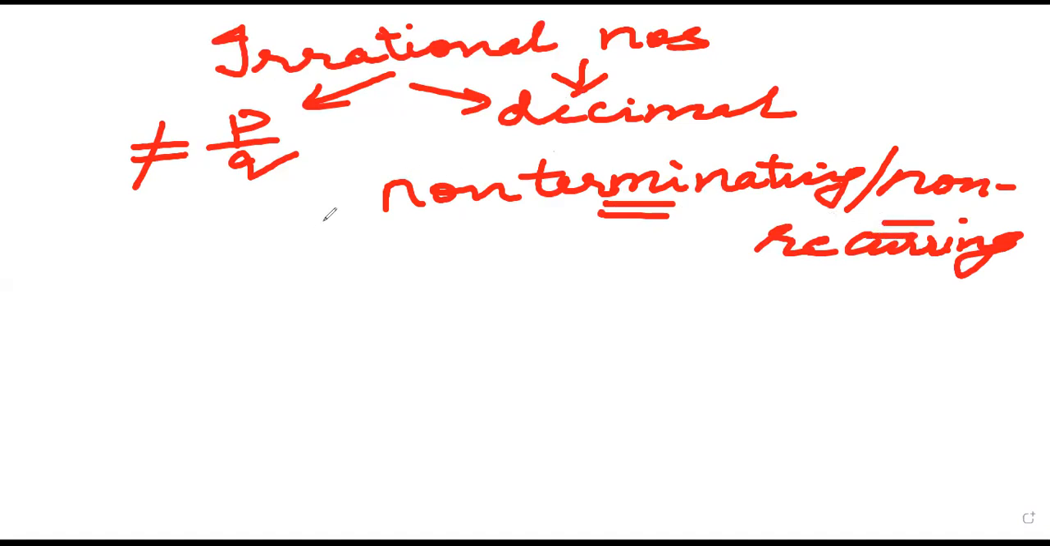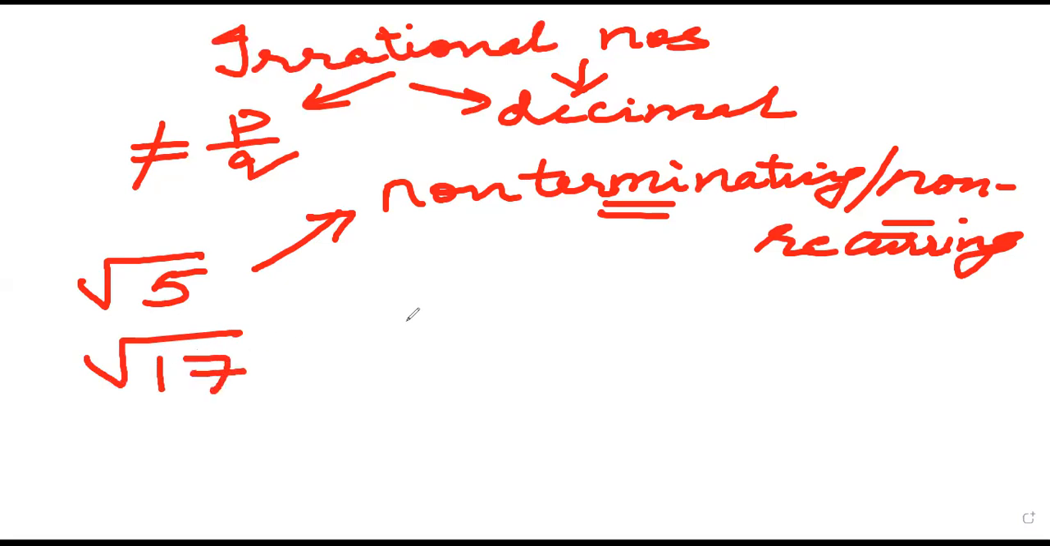Now, children, I'll give you examples of irrational numbers. All the square roots which are not perfect squares are irrational numbers, like square root of 5. This is an irrational number. You can write many more. Under root 17 is an irrational number. Cube root of 29 is also an irrational number.